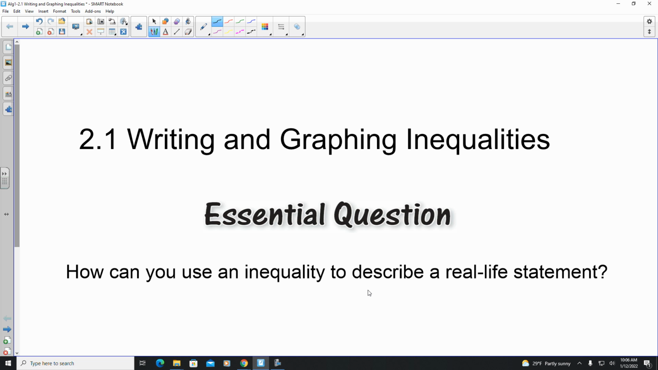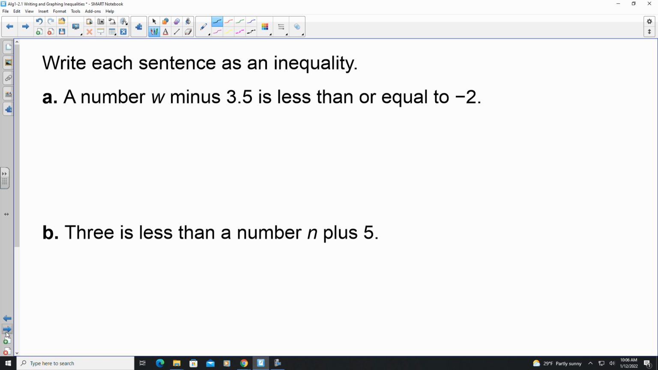So what we're going to be looking at is inequalities and how they relate to different math problems. And at the end of it, we're going to be able to graph inequalities from particular situations. So for starters, we are going to look at different sentences and passages and ask, how can we rewrite these as an inequality?